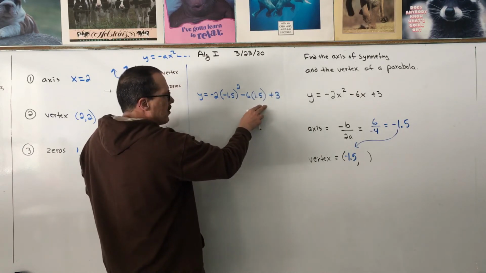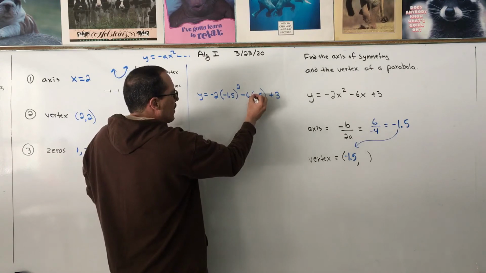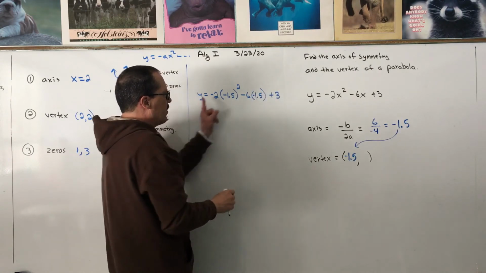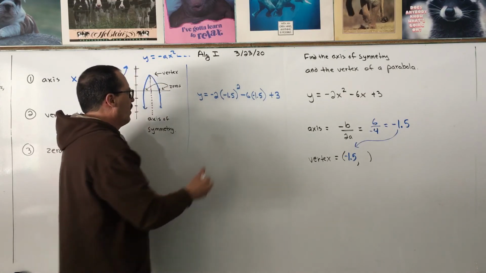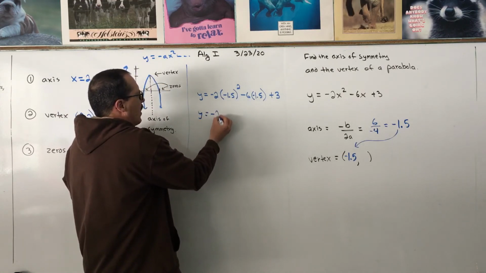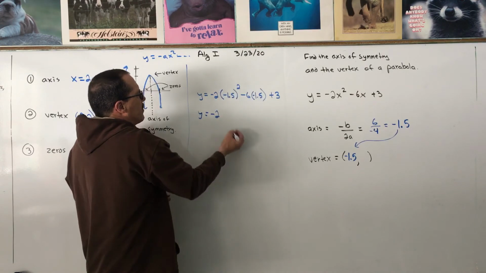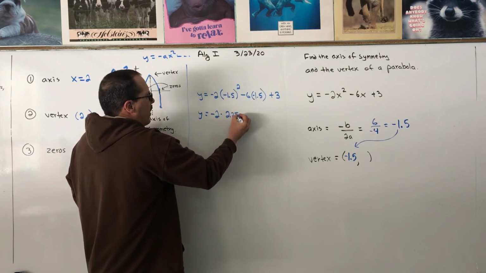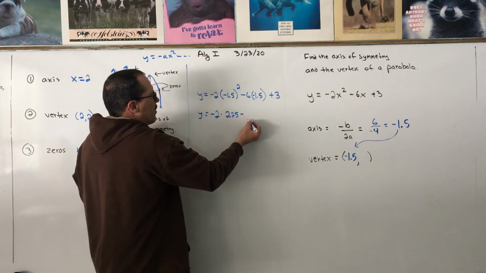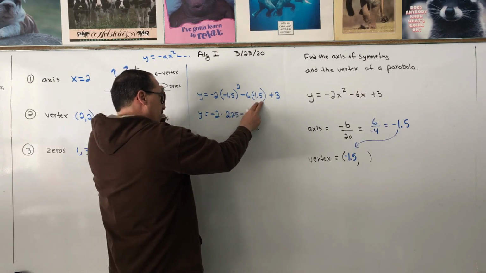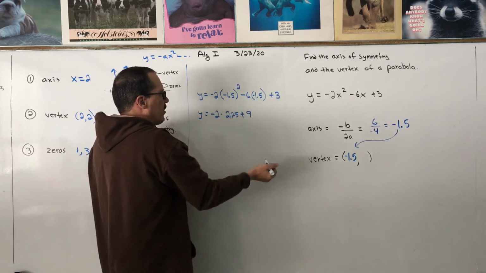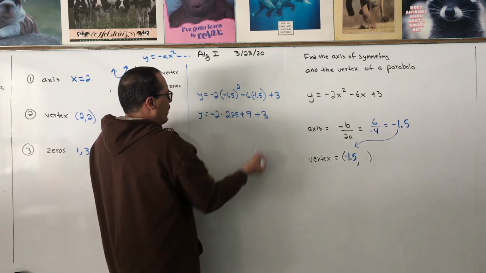Now, this is really, really important. See, I missed a negative right there. Double check. Make sure you've written this in here right. This is usually the biggest mistake people make. All right, so y equals negative 2. Negative 1.5 times negative 1.5 is a positive 2.25, minus 6 times a negative 1.5 is going to be plus 9. You can use your calculators if you need to, plus 3.